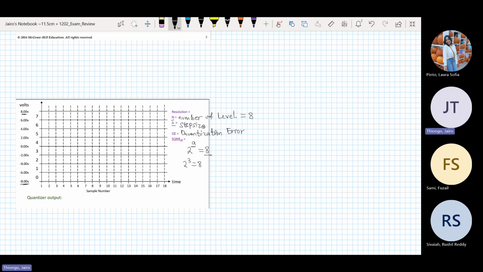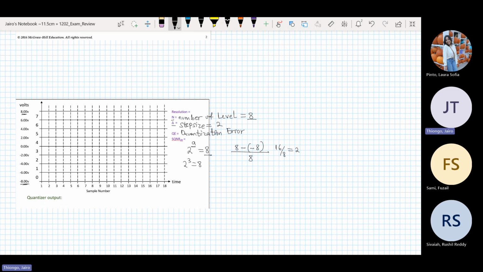So, the step size. We already have the number of levels. The step size will be the max minus the min. We have given the max here as 8 volts, and the min as minus 8, including the signs, do not forget the sign, divided by the number of levels. 16 over 8, which will be equal to 2. So the step size will be equal to 2.